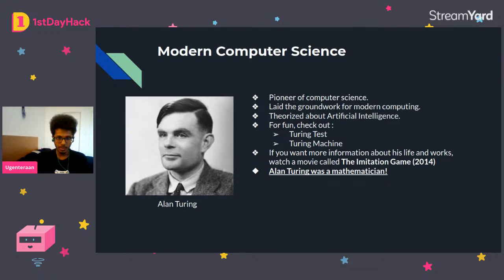He was working on the Enigma during World War II, during the Cold War and World War II. For your amusement, you can check out the Turing test and the Turing machine. But basically, just a little bit about it.